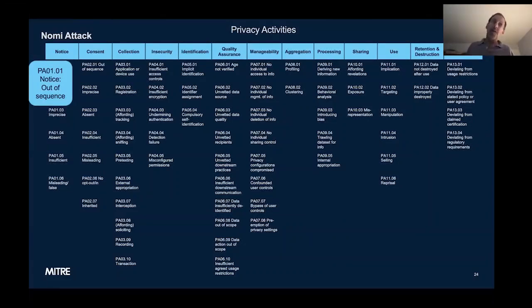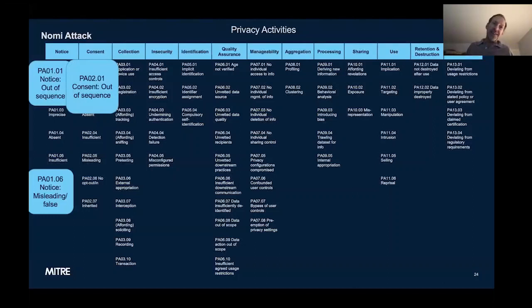Because there was a notice, but people were unlikely to have gone to the website first to check out the notice before actually going into the stores, the attack is actually an out of sequence notice. Or I should say the threat action is an out of sequence notice. They claimed that there were going to be notices in the stores, and they also claimed that there was going to be an opt-out mechanism in the stores, neither of which was true, and therefore you had a misleading or false notice.